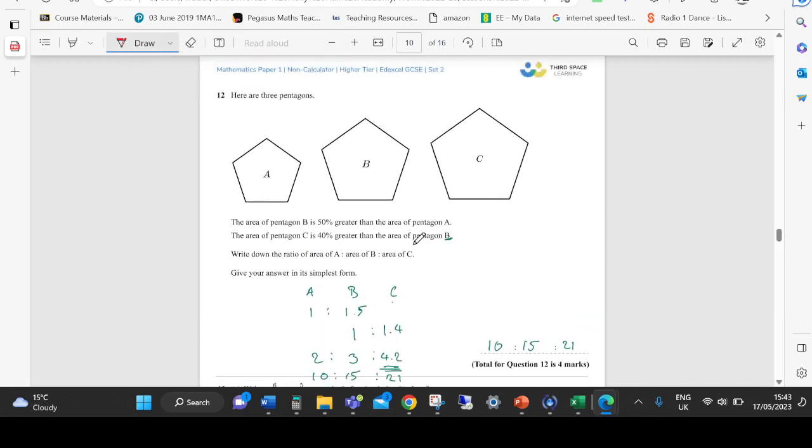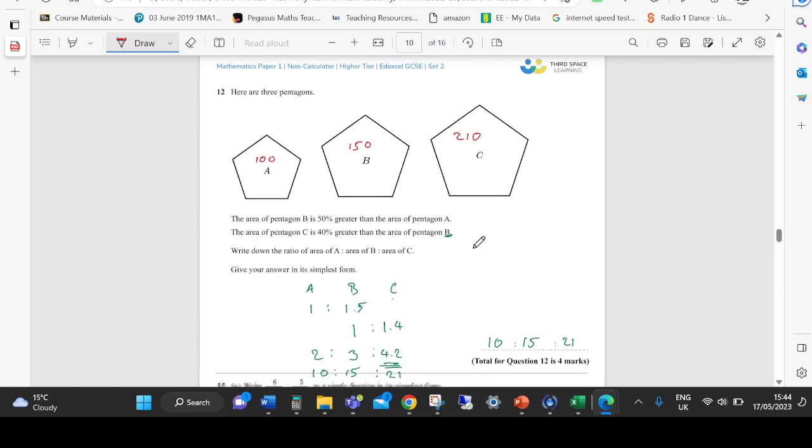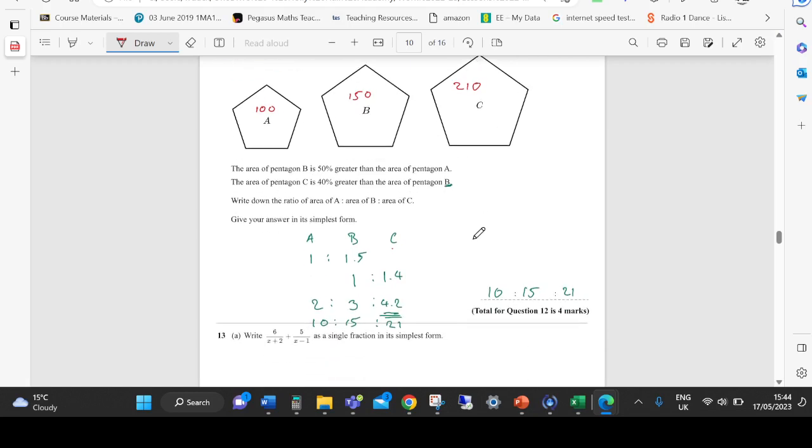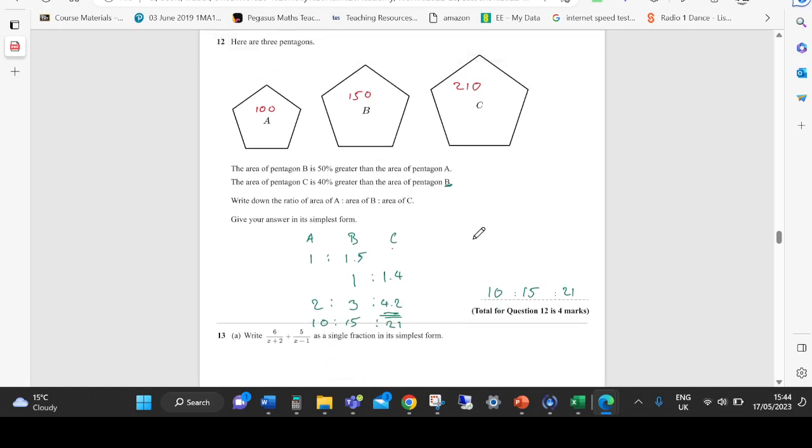They've suggested working it in terms of a percentage, so saying that that's 100%, that would be 150%, and then 150 times by 0.4 would give you 210, and then they've simplified that ratio down, which is okay. I think that's a fair way of doing it.